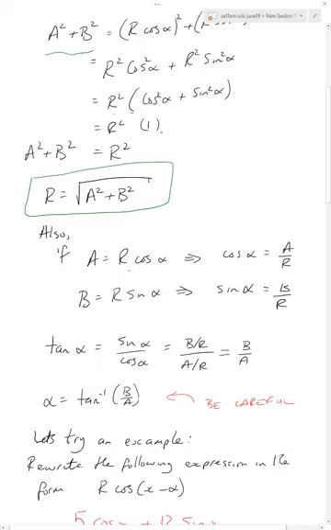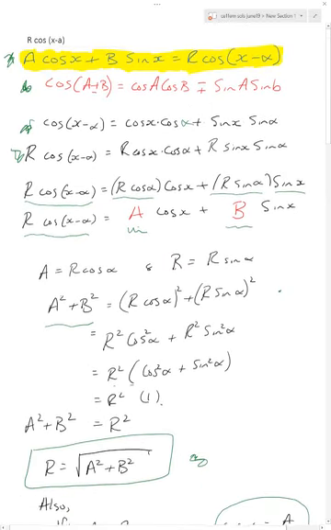Next, if a equals r cos alpha and b equals r sin alpha, then we can say the following. We can say cos alpha is just a over r and sin alpha is just b over r. And from there we can work out tan alpha to be b over a, as you can see in this line here. So alpha is equal to the inverse tan of b over a. So we had this relationship between a, b and r, and now we have the relationship between a, b and alpha.